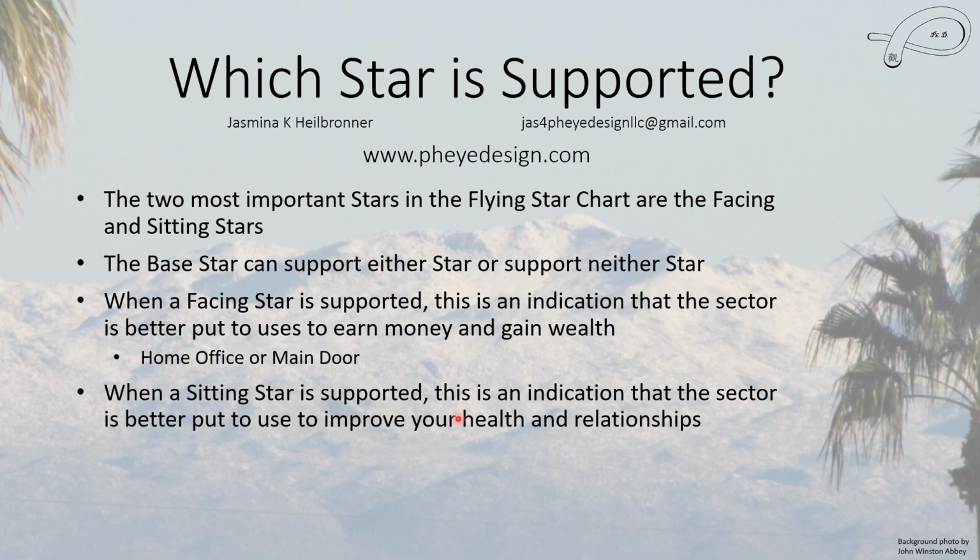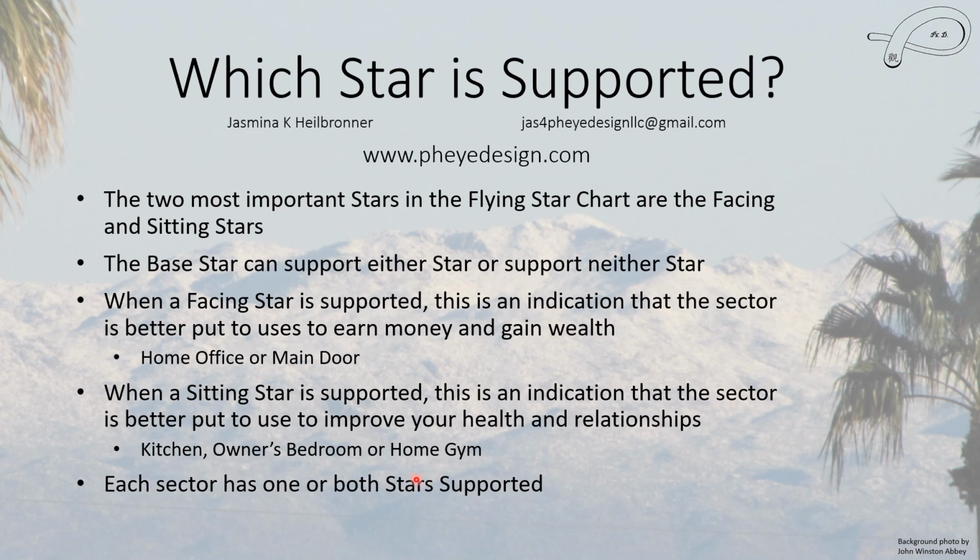When the sitting star is supported, it is an indication that the sector is better put to use for improving your health and relationships. So obviously, it could be a kitchen, an owner's bedroom, or even a home gym. Every sector in your chart is going to have one or both stars supported. There'll never be a chart where there's no support. Either your facing or sitting star will be supported in every single sector of your flying star chart. We just have to figure out which one, which we're going to do now.